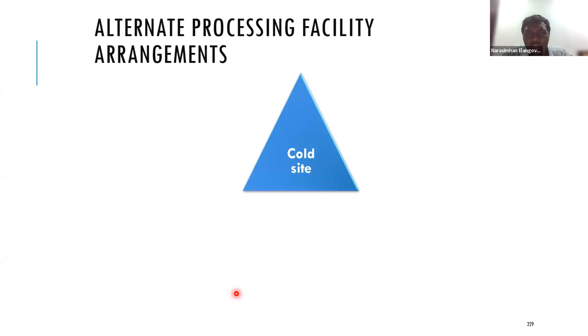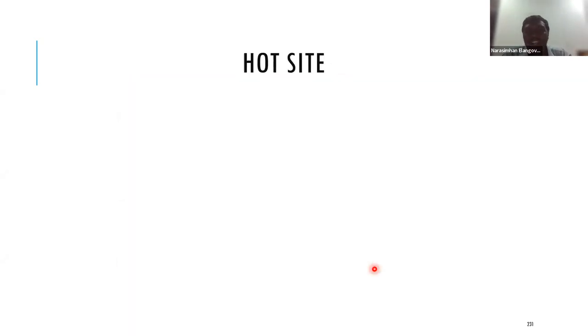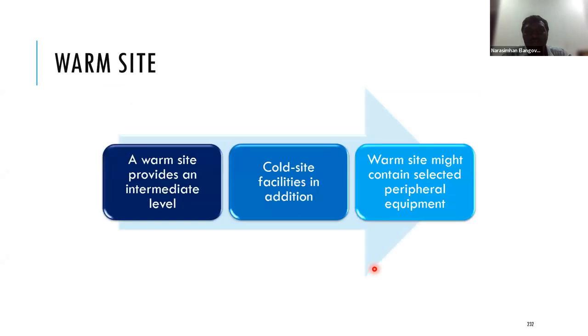Alternative sites, I think I already have spoken about cold site, warm site, and hot site. The other thing is reciprocal arrangement. Reciprocal arrangement is my data with you, your data with me. What is the biggest risk in a reciprocal arrangement? My hardware and software may not be compatible. That's the biggest risk. Examination asked question. I think we all discussed this, cold, warm, hot site.